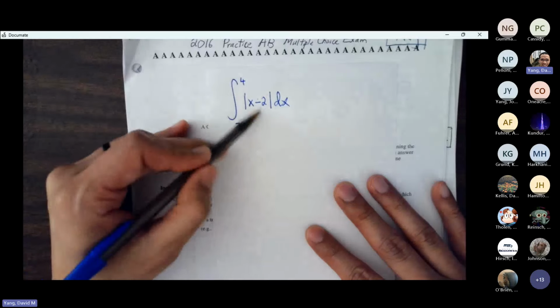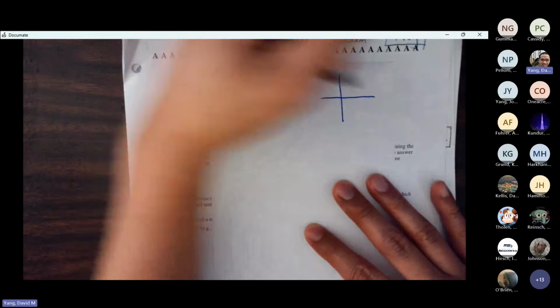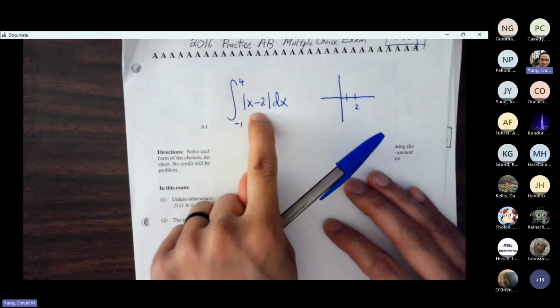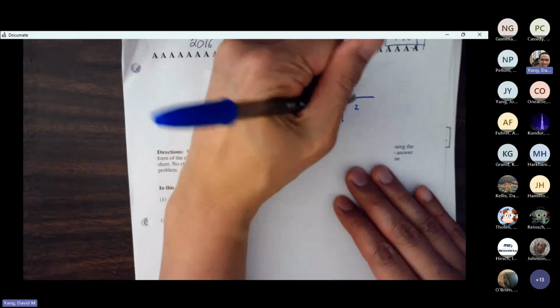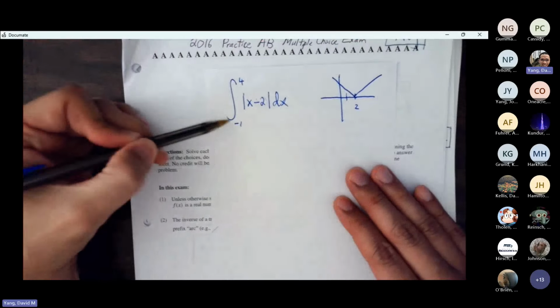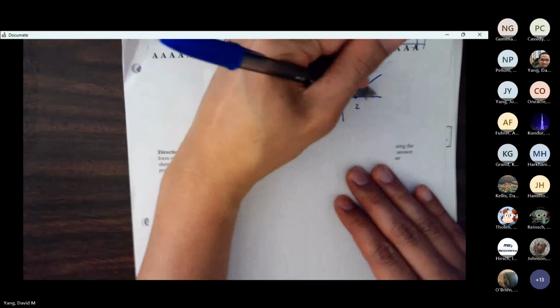So first thing, recognize where that vertex is. Absolute value of x minus 2 means there's a vertex at 2, because whatever causes the absolute value to be 0 is where your vertex is. Then you extend that V as far left and as far right as your bounds will allow. So we're going to go to -1 and we're going to go to 4.